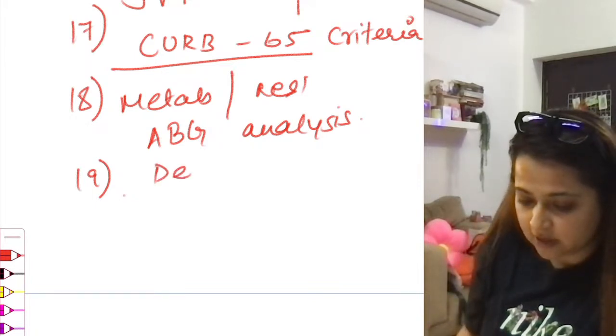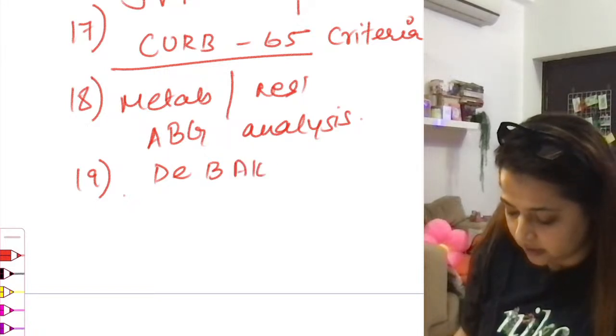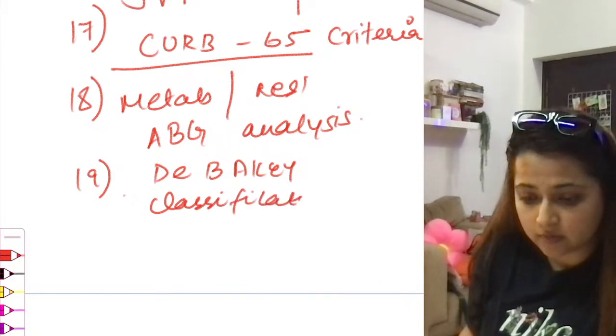Then we have something known as the DeBakey classification of aortic dissection. DeBakey classification. This is also very high yield.